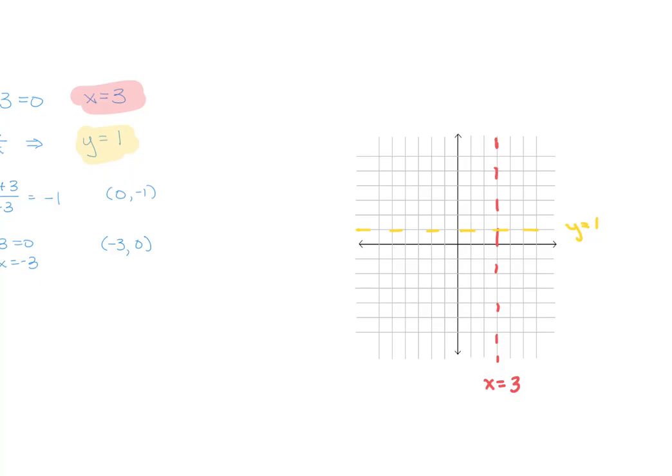All right, we want to go ahead and label our points. We have a point at (-3, 0). We have another one at (0, -1). And then we want to go ahead and find a few more.